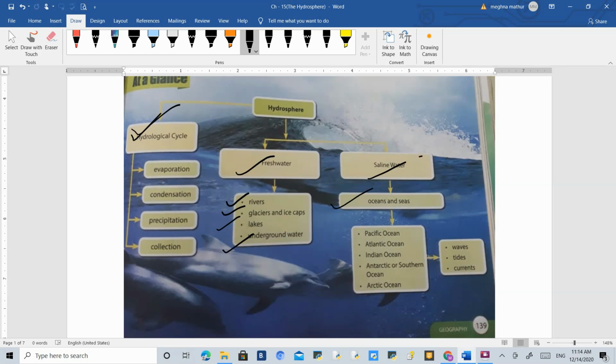And you all know that we have five oceans. Pacific Ocean is the biggest one. Then we have Atlantic Ocean, Indian Ocean, Antarctica, which is also called Southern Ocean, and Arctic Ocean. And in the ocean there are three kinds of important phenomena which happen and which actually help in the changing of water and all, which are waves, tides, and currents, which is the most important part of the chapter, which we are going to understand later on.